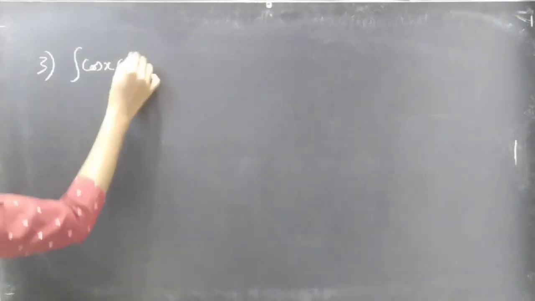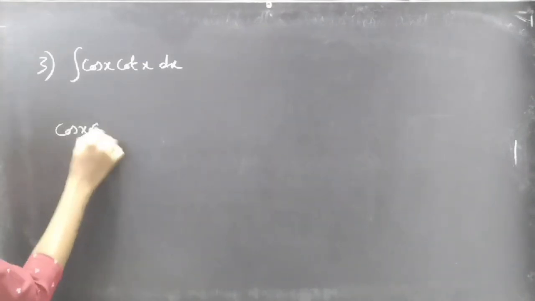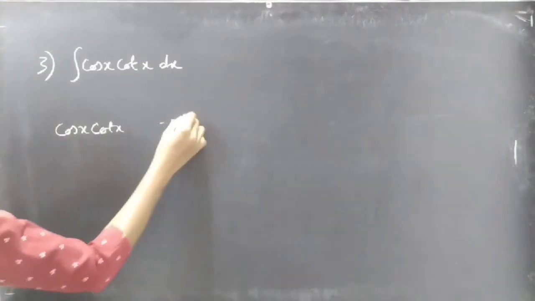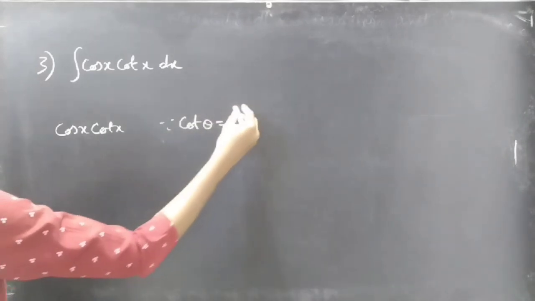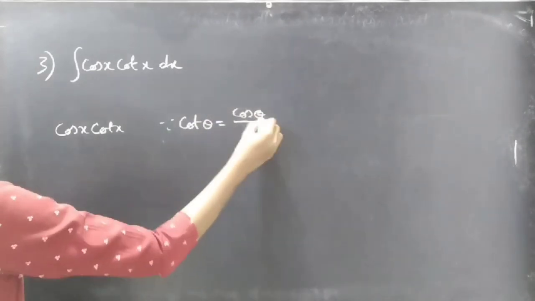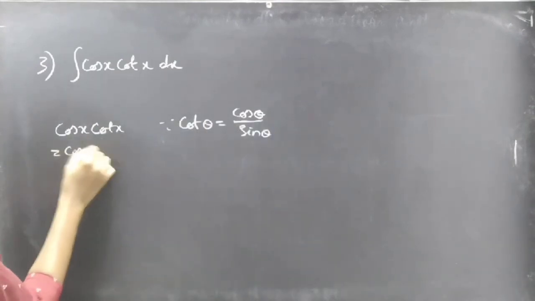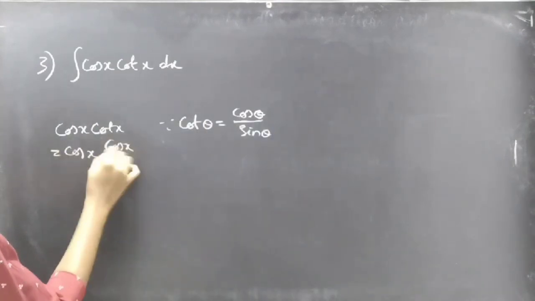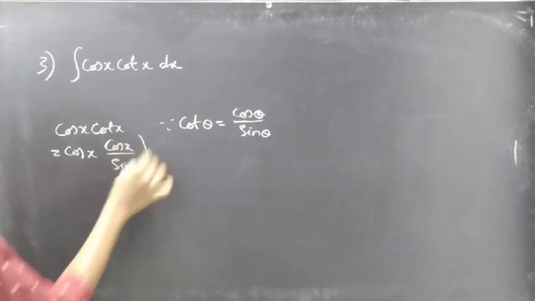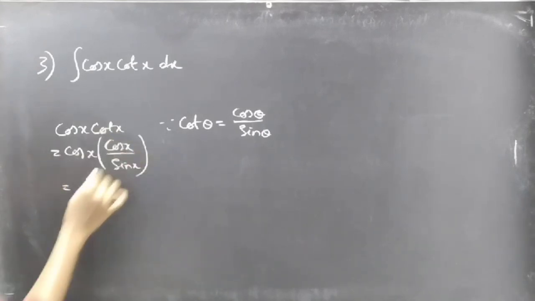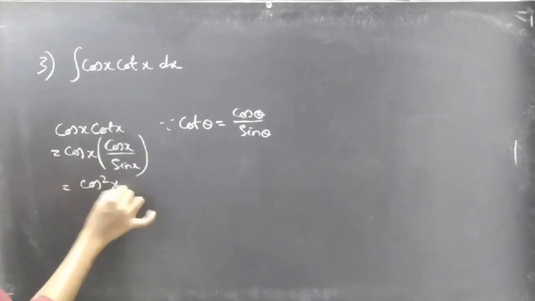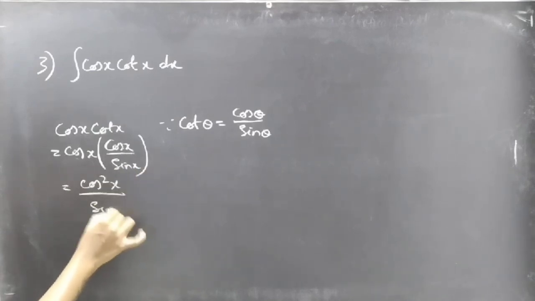Cos x cot x. Let's consider the integrand cos x into cot x, right? Since we know that cot theta is cos theta by sin theta, now just replace cot x with cos x by sin x, right? This gives us cos x into cos x, which is cos square x by sin x.